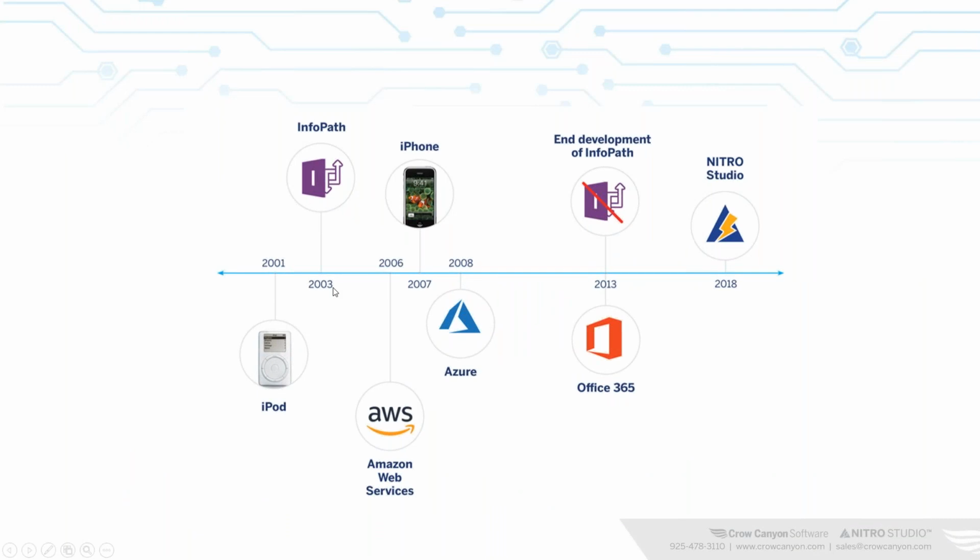If you look at this timeline, it's kind of fun to look at, because InfoPath first came out, and this always surprises me, before the iPhone, before cloud services like Azure and Amazon Web Services, and way before Office 365. So some old technologies can be adapted for the new world, but InfoPath couldn't. And so Microsoft decided in 2013 to stop development of it.